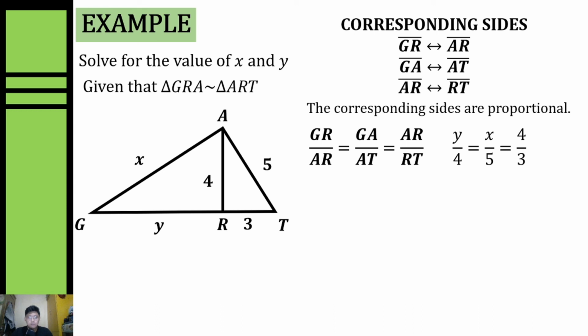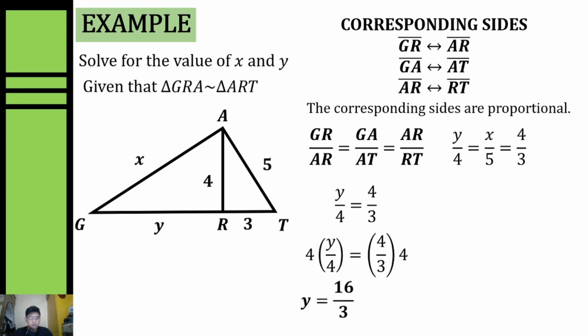Now, to solve for the values of X and Y, we're going to isolate them and pair them to a complete fraction without any variable. So, Y over 4 is equal to 4 over 3. So, let's solve for the value of Y by multiplying both sides by 4. We will have Y is equal to 16 over 3, which is approximately equal to 5.33.